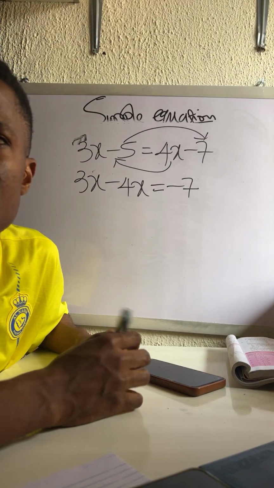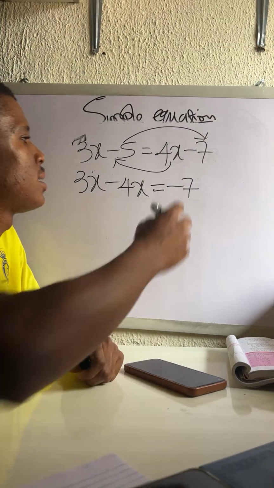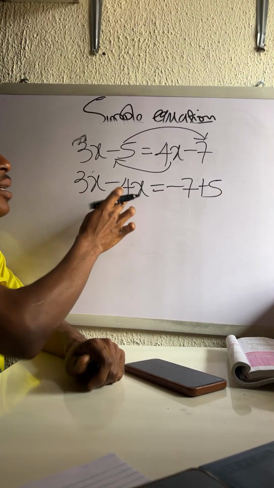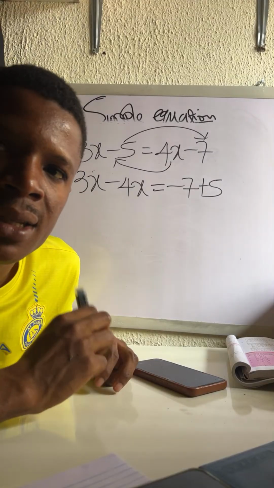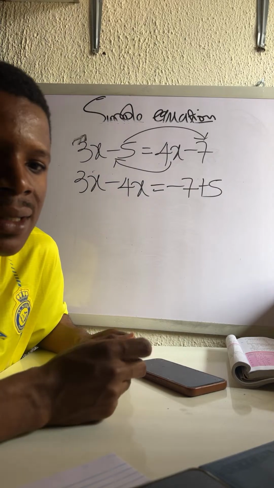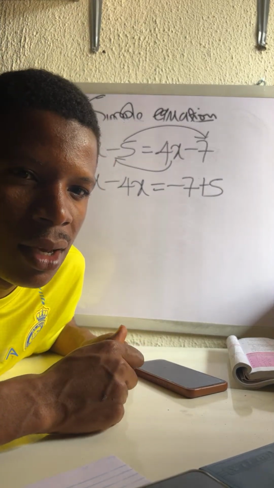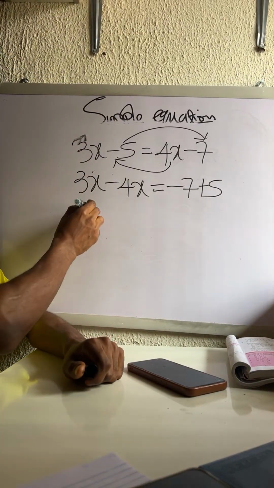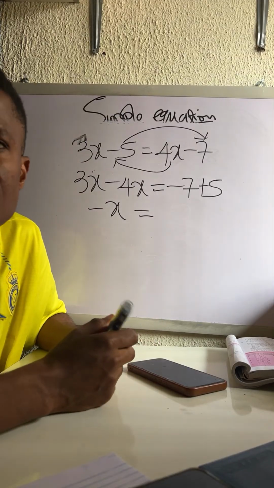If minus 5 crosses the equality sign, what do we get? We get a positive 5, correct? So we have 3x minus 4x. What is 3x minus 4x? 3x minus 4x is minus x, and that's equal to, correct?